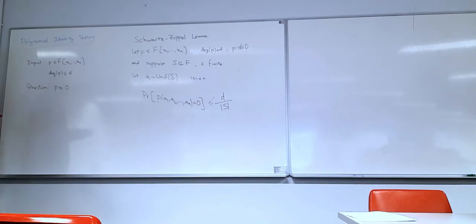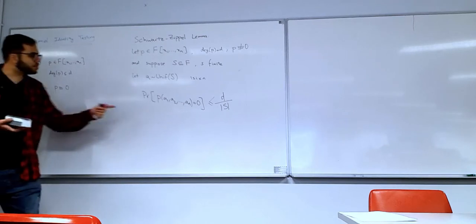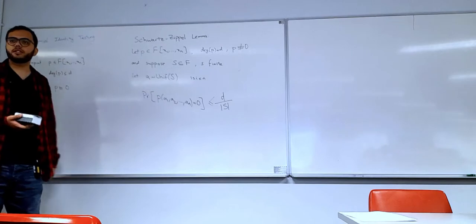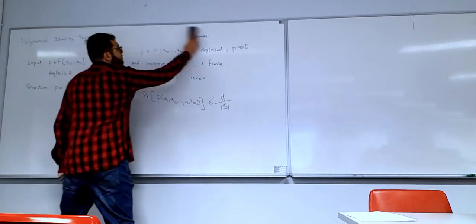But usually we assume that we can generate random numbers in constant time. So if we can generate random numbers in constant time, it's just n plus whatever time it takes to evaluate this polynomial. Okay.